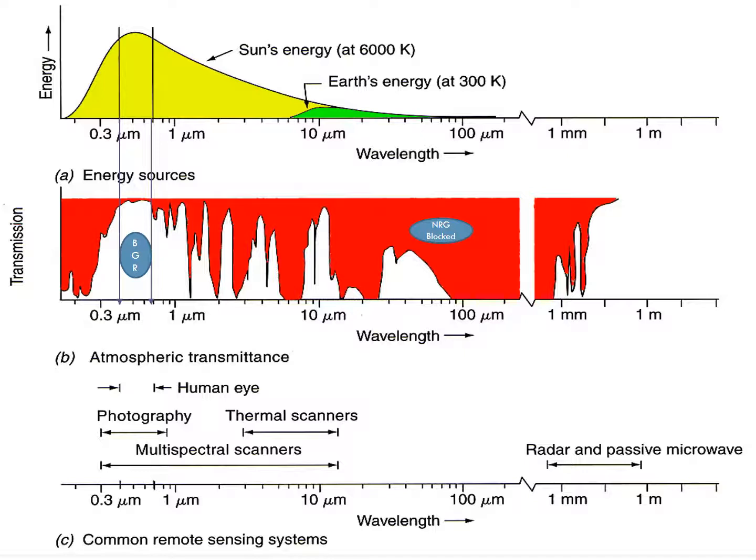Then we have thermal scanners, which pick up from the thermal infrared range up to some point. And then we have multispectral scanners, which literally collect everything from the lowest values that our photography could pick up all the way up to the upper end of what the thermal scanners could pick up, and everything in between. And then way over here to the end we have these radar and passive microwave systems. And if you look above, you'll see that there is some loss of transmission, but there's also some parts where transmission is very high.